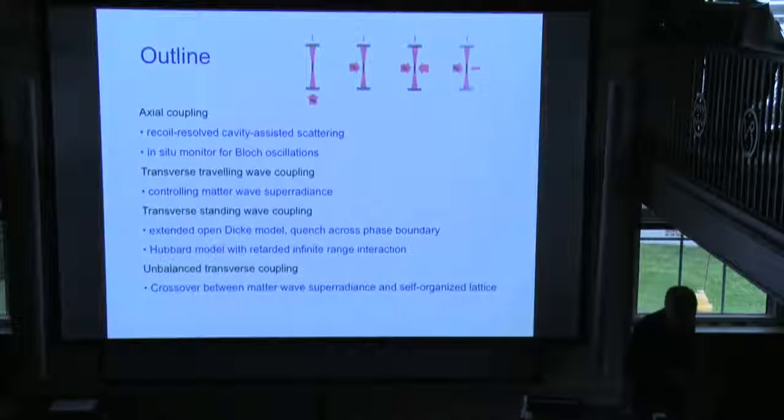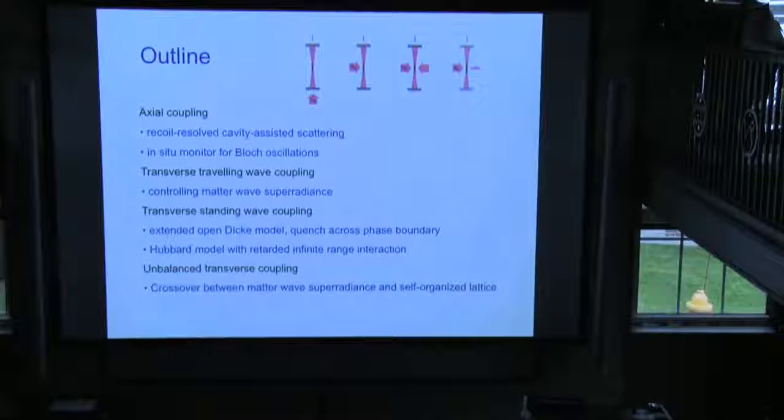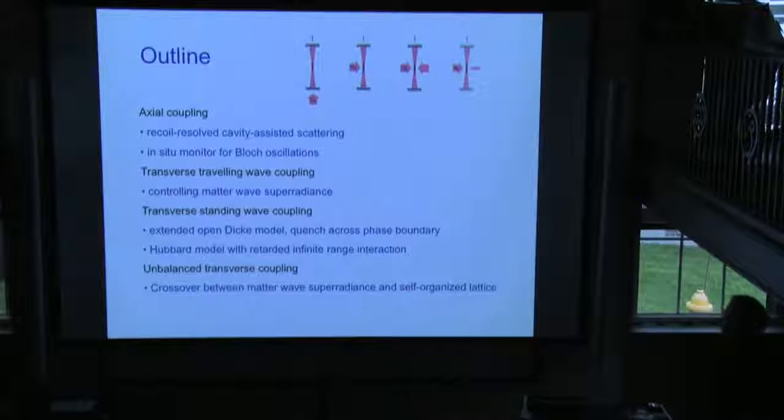So this is my outline. I will basically show you different aspects of a system consisting of a BEC inside a standing wave cavity, and it will turn out that, depending on the way light is coupled to this cavity, fairly different physics arises. This is my order principle for this talk. So you see there are different kinds of coupling that you can choose, and depending on that, I will show you different aspects of the physics that you encounter.